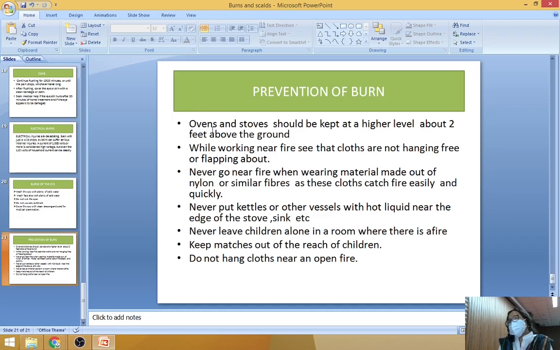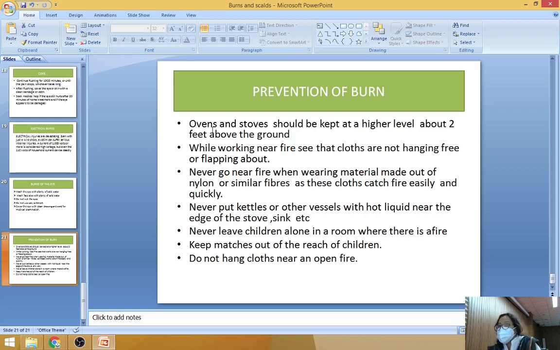Next, at last, is how we can prevent burns. Prevention is always better. So prevention of burns. Ovens and stoves should be kept at a higher level, about 2 feet above the ground. While working near fire, see that the clothes are not hanging free or flapping about. Never go near fire when wearing material made out of nylon or similar fibers, as these clothes catch fire easily and quickly.